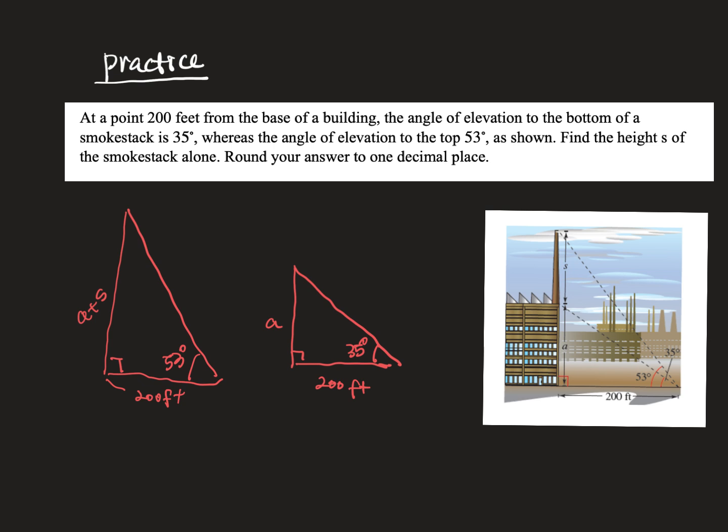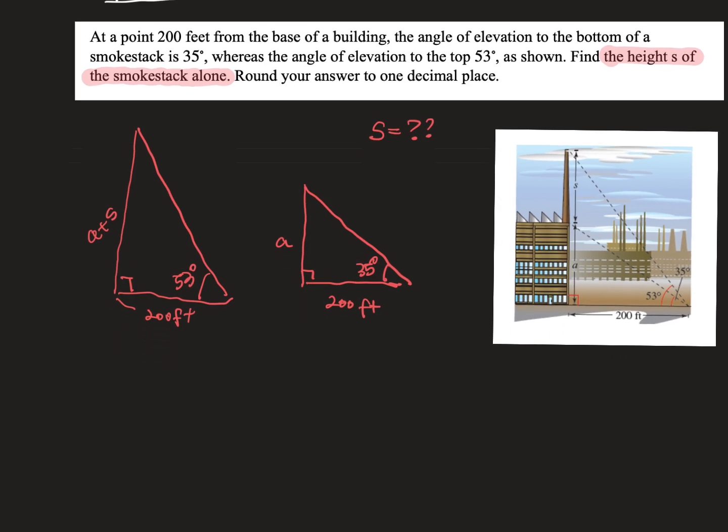So what do we have to find? What do you have to find right here? The height of S, the smokestack alone. You are looking for the S, okay? So the question is I'm looking for the S. Based on this, what do you have to find first, guys? You have two right triangles. I'm going to label them number 1 and number 2.